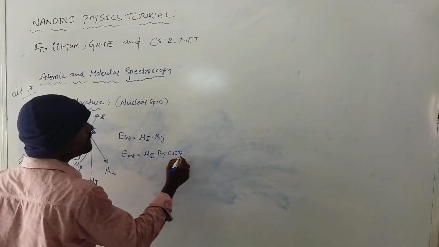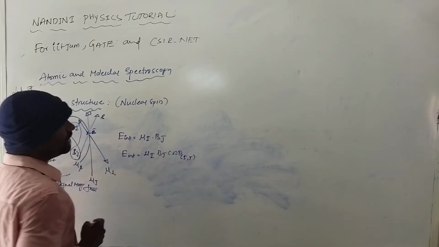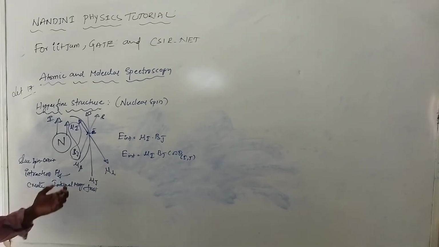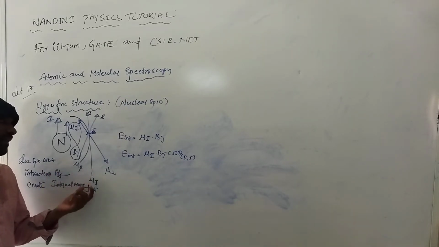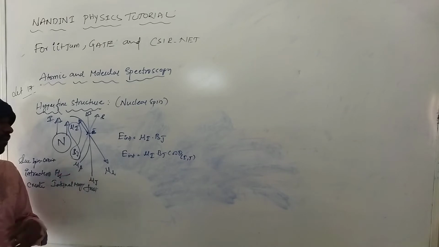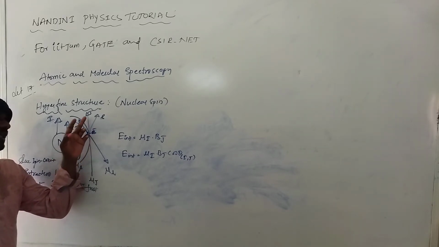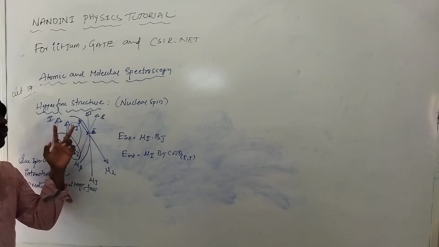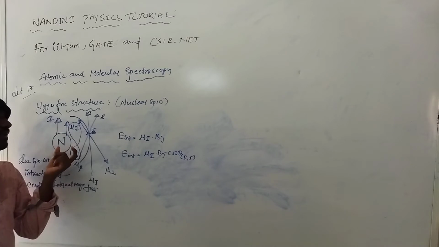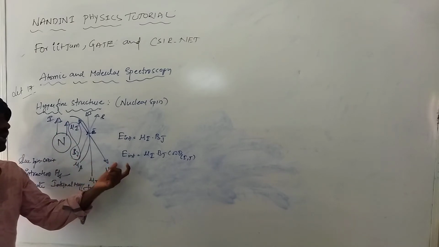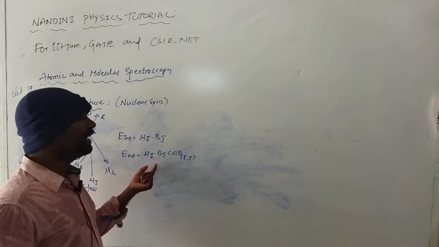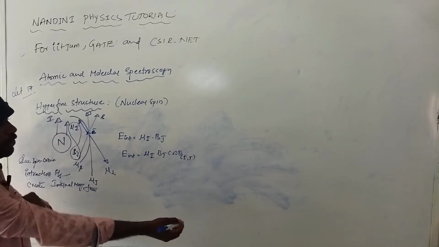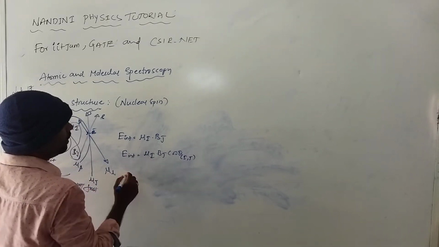Okay, and cos theta is for I and J, because it's the same I value and same J value. Because of the spin-orbit interaction, it gives a total angular momentum J, and this J and the nuclear spin I are almost the same for every state. Therefore, the interaction energy is mu I, Bj, cos theta I J. Okay. But what about mu I?